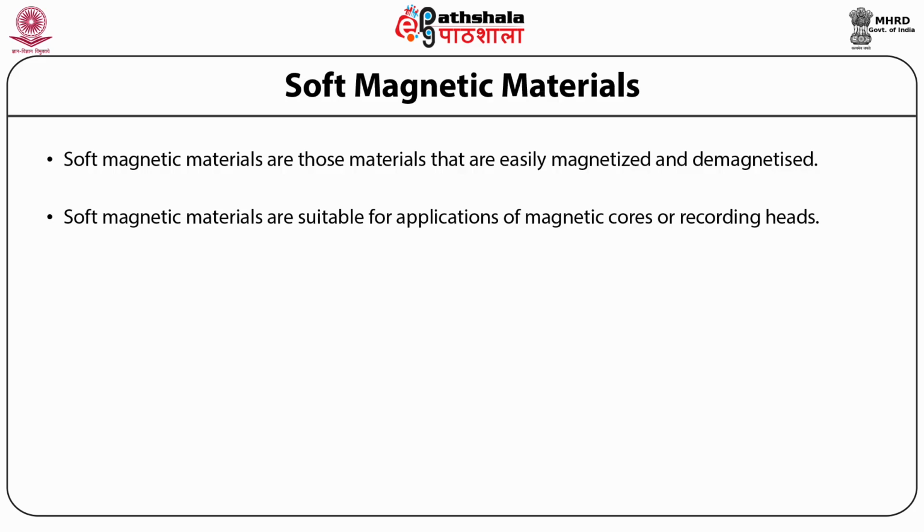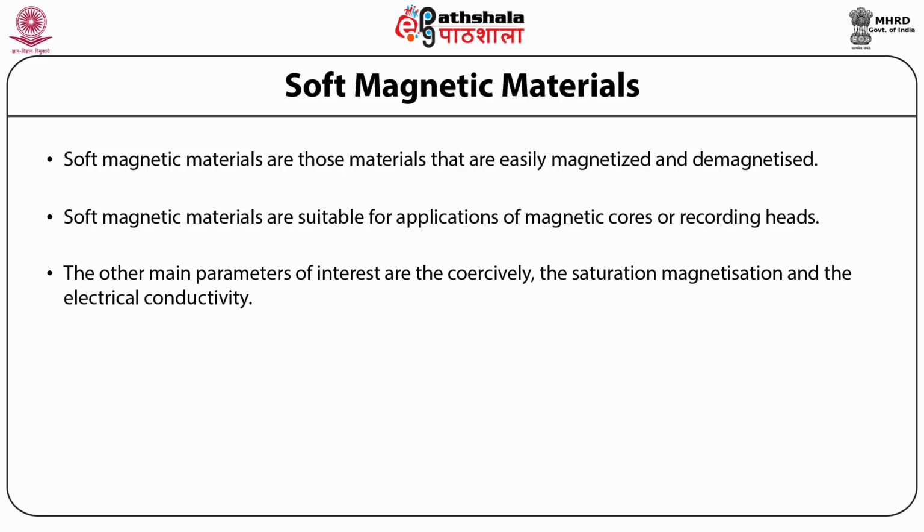The main parameter often used as a figure of merit for soft magnetic materials is the relative permeability mu r, where mu r is equal to B over mu 0 H. It is a measure of how readily the material responds to the applied magnetic field. The other main parameters of interest are the coercivity, the saturation magnetization, and the electrical conductivity. Since soft magnetic materials can be demagnetized at low magnetic field, their coercivity is low, less than 1000 ampere per meter, whereas permeability is high: initial permeability is of the order of 10 to the power 2 to 10 to the power 5, and maximum permeability is between 10 to the power 3 and 10 to the power 6.